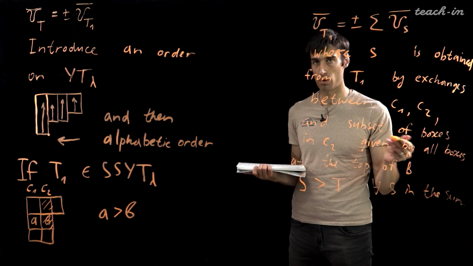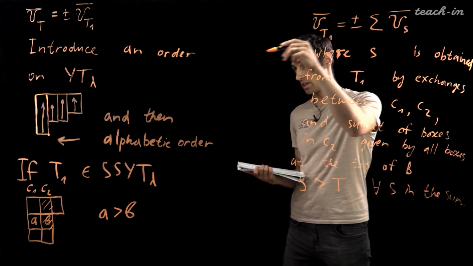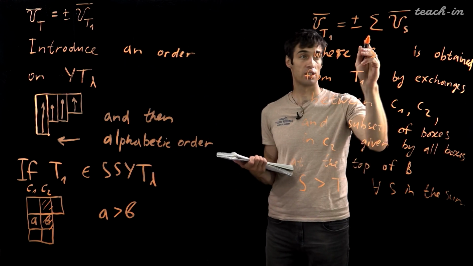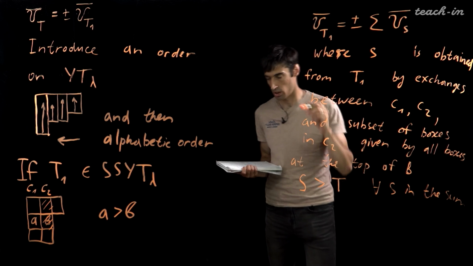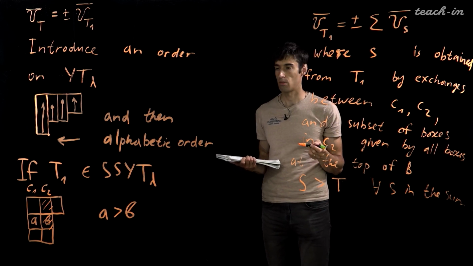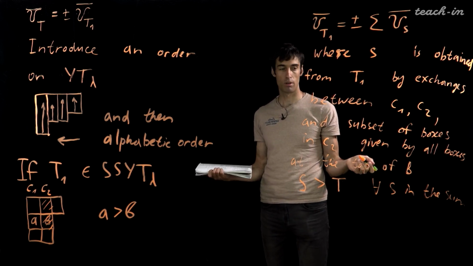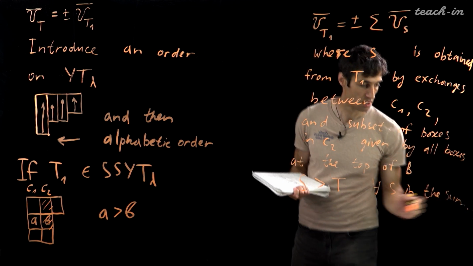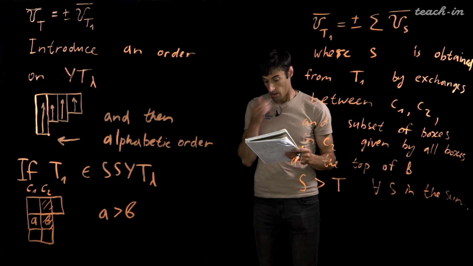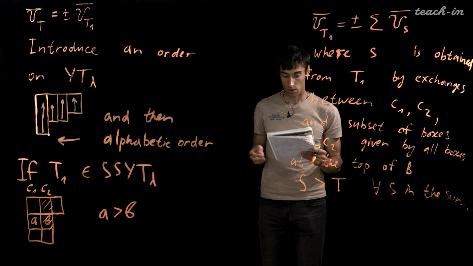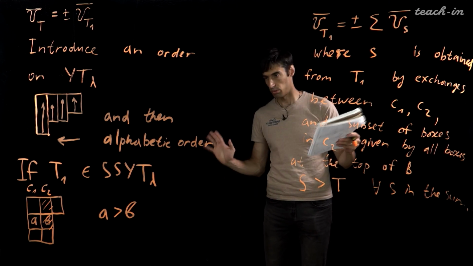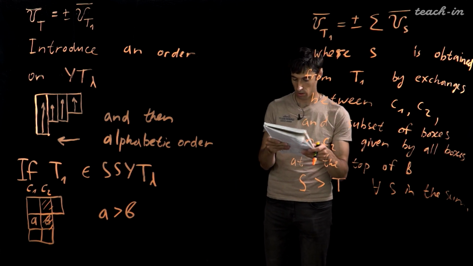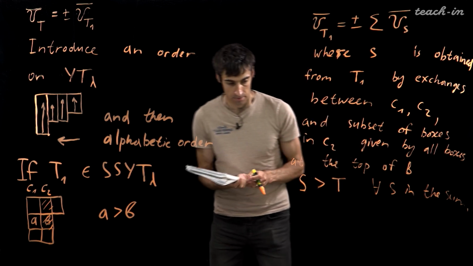Therefore, at some point, we will express v_T bar as a sum over v_S bar, where S is only a semi-standard Young tableau of shape lambda, and therefore we proved the proposition. Okay. So the only thing left is to play with dimensions and see what we have.